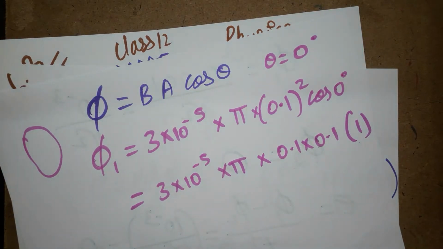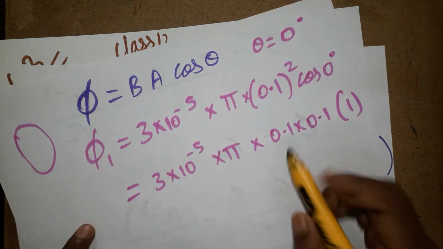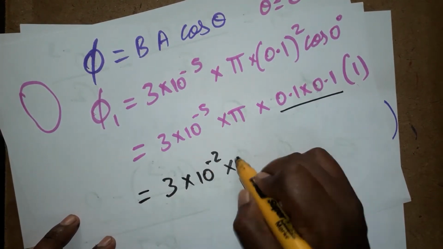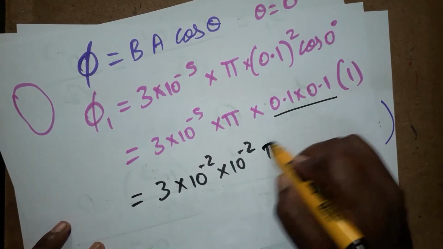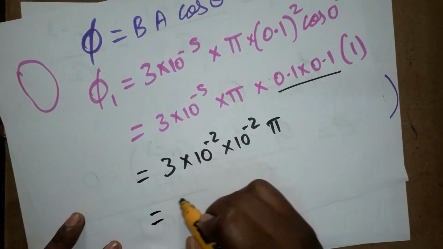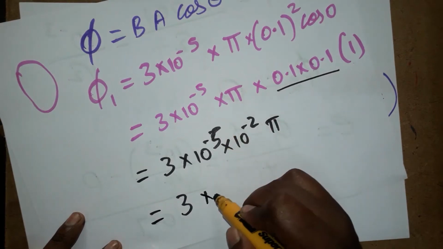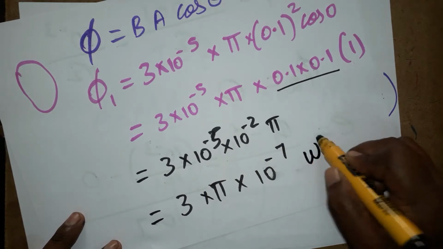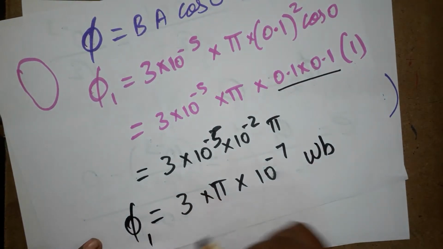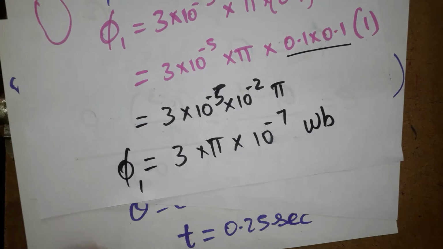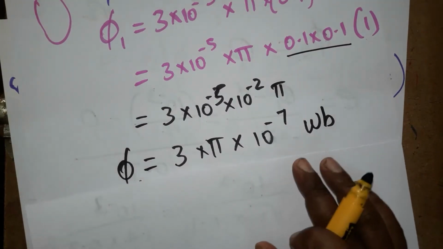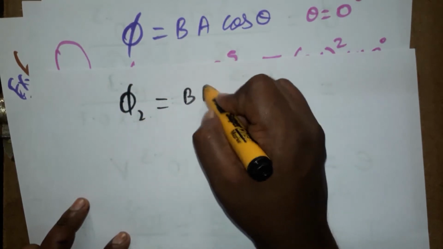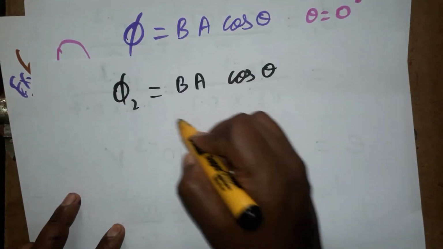What is the next value? 0.1 squared we can write as 10 power minus 2, because of 2 decimal places. So we get 3 pi times 10 power minus 5 minus 2, which is minus 7 Weber. It is the flux unit, Weber. Don't get confused. If you want the Weber explanation, I have given it in my video. The next one, flux 2, is the same B A cos theta. Now theta will be 180 degree.